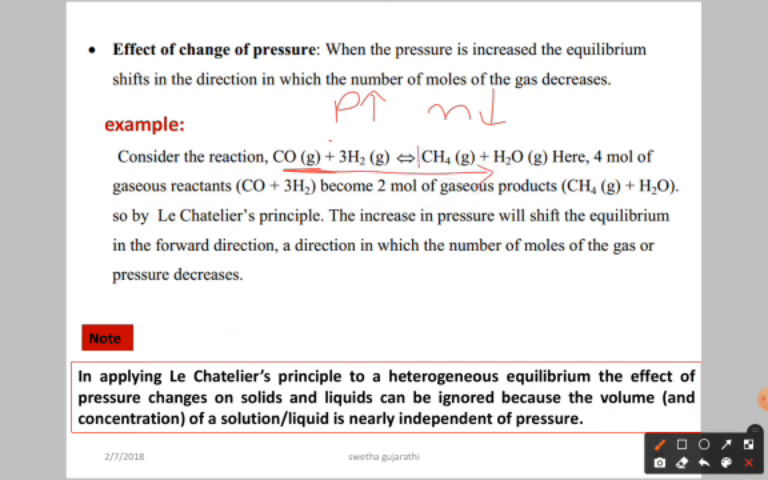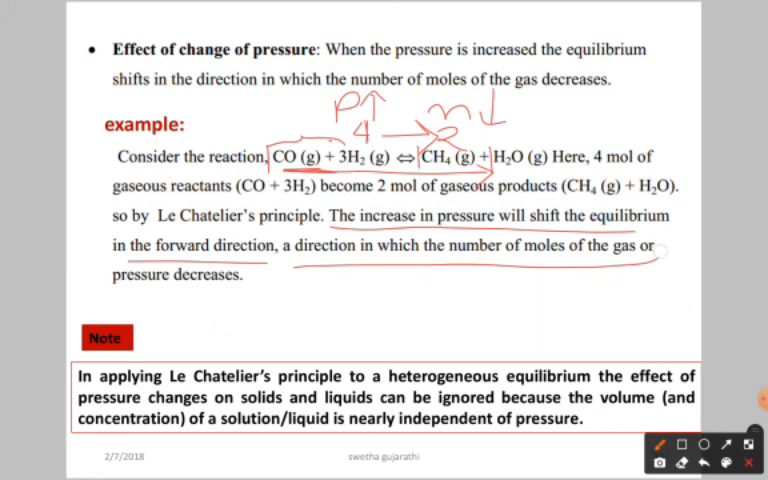Here the product side has 1 mole and 1 mole, and the reactant side has 1 and 3, so in total 4. From 4 to 2, the number of moles decreases in the forward direction. So the increase in pressure will shift the equilibrium in the forward direction, the direction in which the number of moles of gas decreases. Simply remember that if pressure increases, the reaction proceeds in the direction where the number of moles decreases.